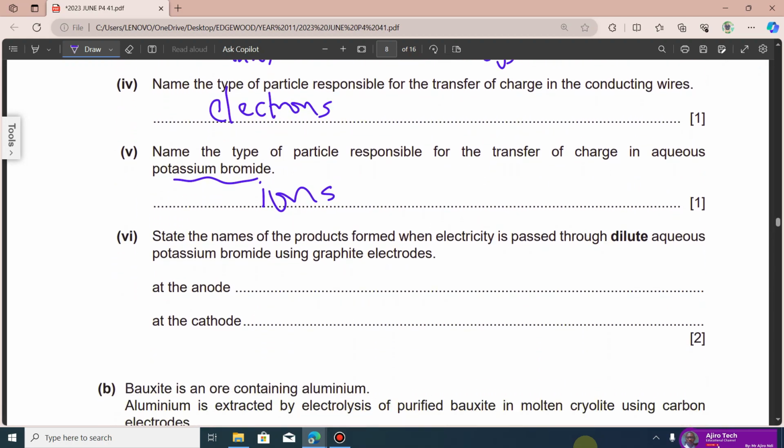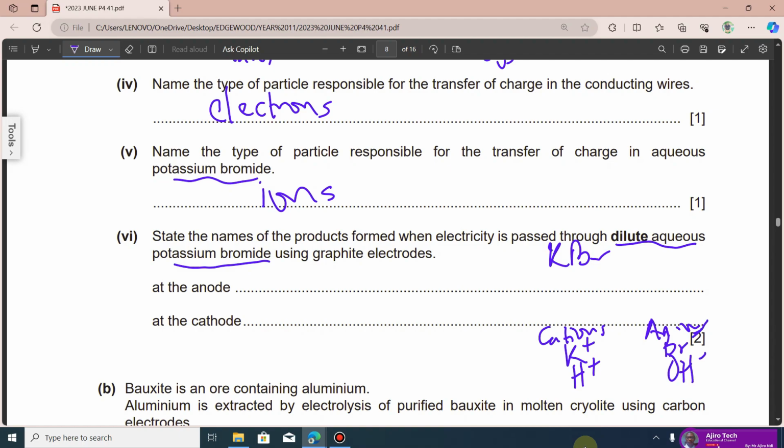Now, state the names of products formed when electricity is passed through dilute aqueous potassium bromide using graphite electrodes. Take note, dilute aqueous potassium bromide. Dilute means it contains a certain quantity of water. So we're looking at KBr, and since it's in aqueous form, we break it down into the cations involved and the anions involved. The cations are the positive ones, so we have K+ and H+ because it is aqueous. And for the anions, we have Br- and OH-.